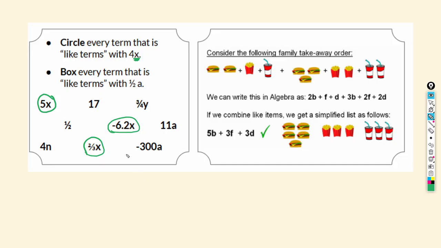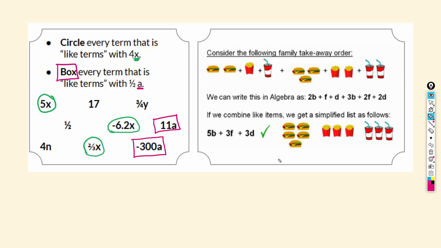Next, I want you to pause the video and try to box in every term that is like terms with 1/2 a. When you're done, come back and push play to check your work. Now we're going to box in every term that is like terms with 1/2 a. Notice we're looking for a variables now. So 17 does not have an a, not like terms. Y is not an a. 11a, there's one. Box in 11a, not an a, not an a, a. So these two terms are like terms with 1/2 a.